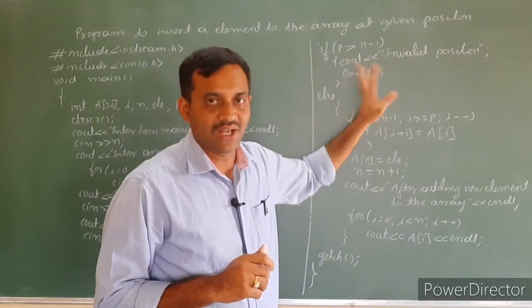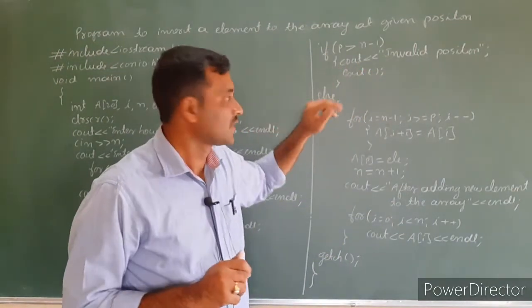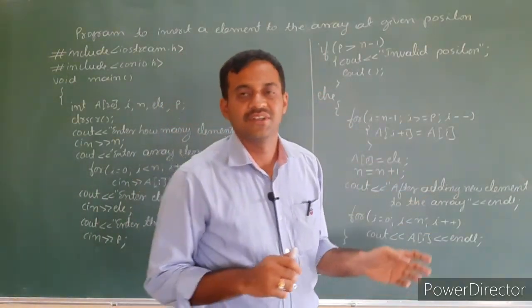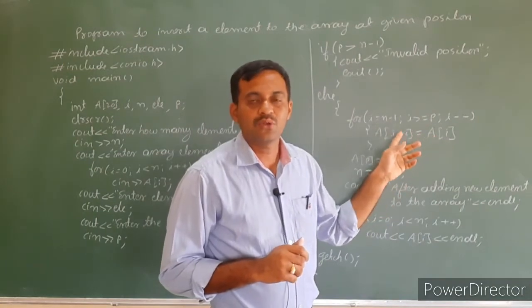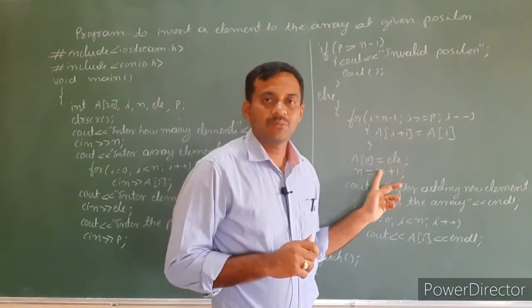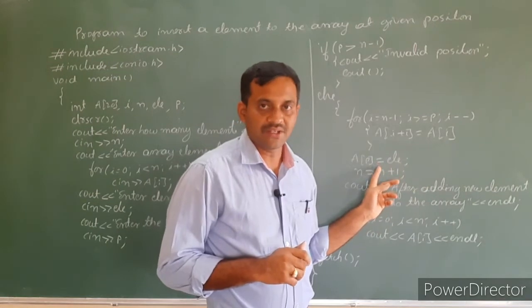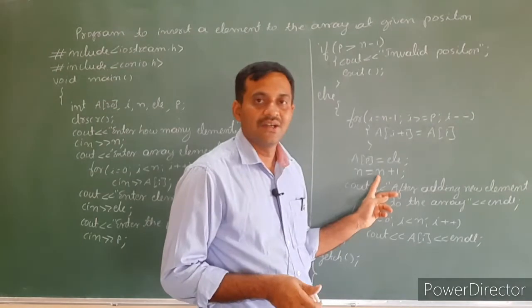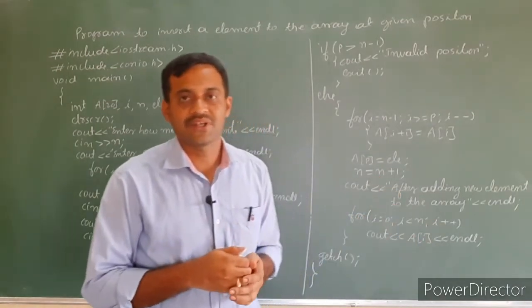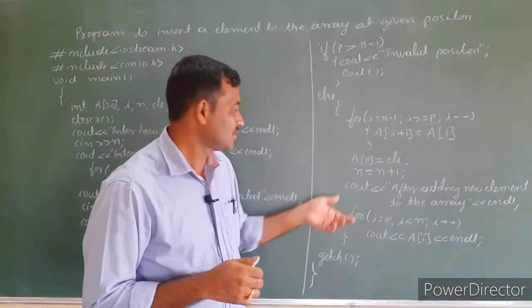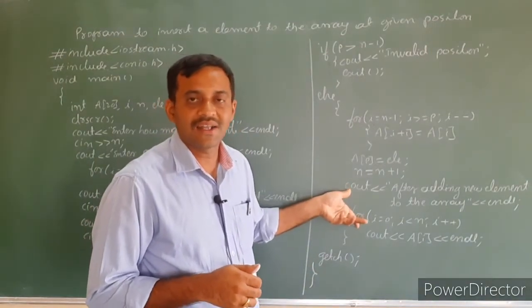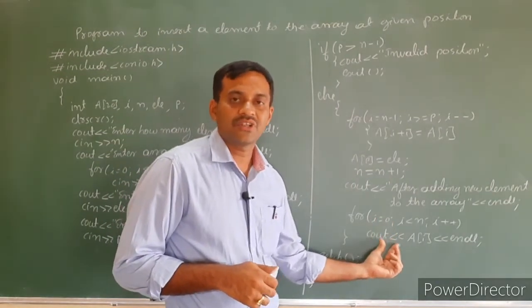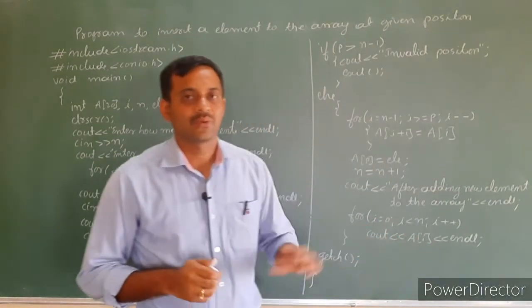then the given position is invalid. Just exit the program. Otherwise, we shift the last element to the next position up to the given position. When the for loop terminates, for the given position we insert the new element. At the same time we increase the length of the array. To see the addition of an element, after adding we have to see the array. So here is the logic to display the array elements after inserting an element. Just use the for loop, then output the array element. That is the program.